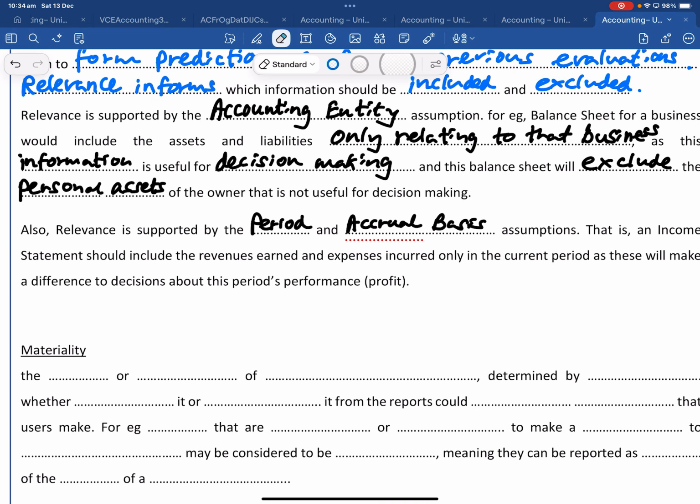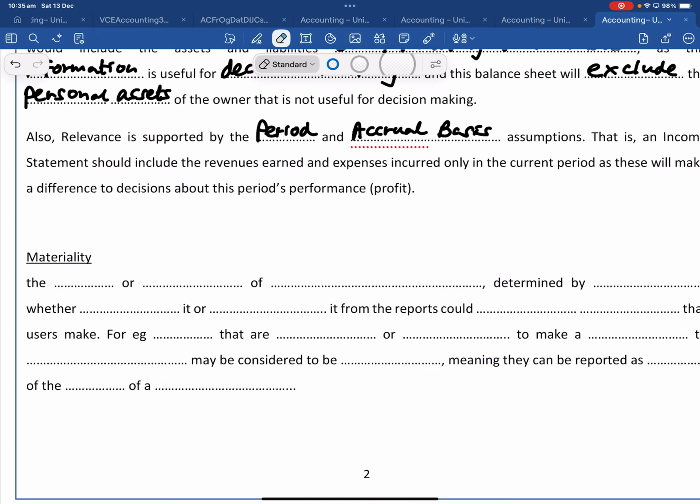Okay. Then the next part is materiality, and materiality is not another characteristic, it is actually a part of relevance. Okay, so let's write this one.